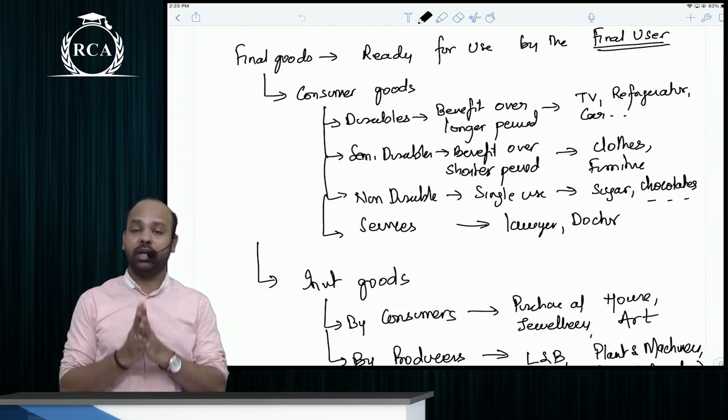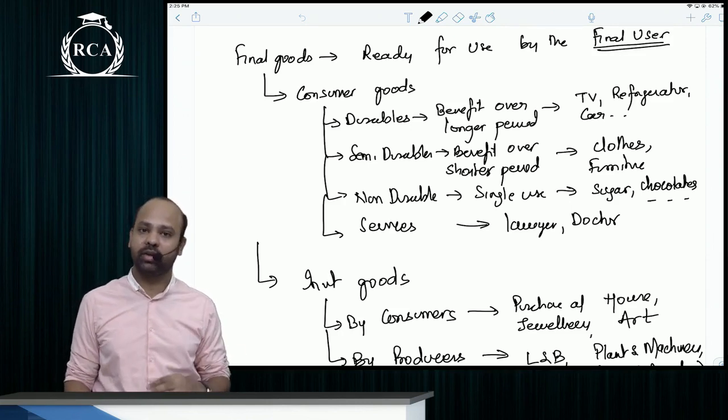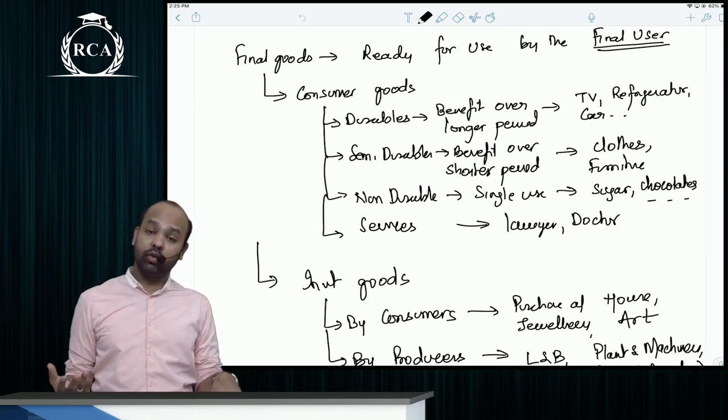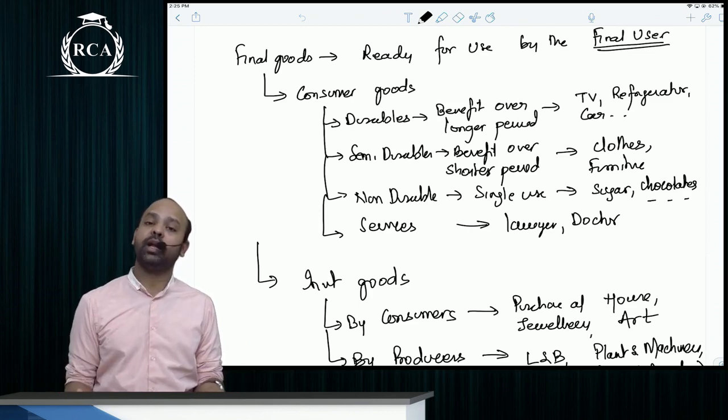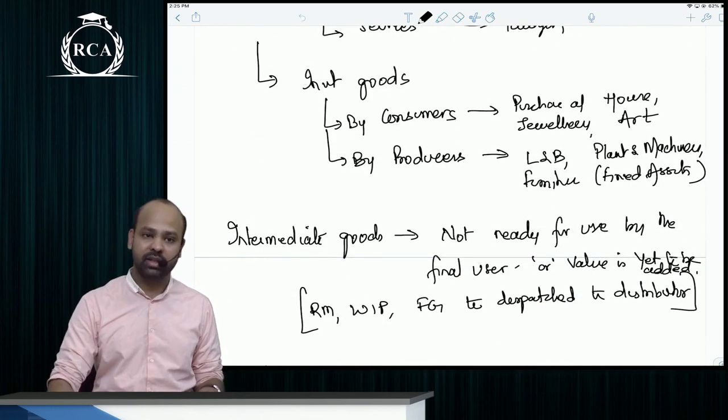Investment goods will be whatever investments you are making as a consumer. You can buy a house, that is an investment product. And when you say by producers, they invest in plant and machinery, they invest in land and building, and there can be changes in inventories.